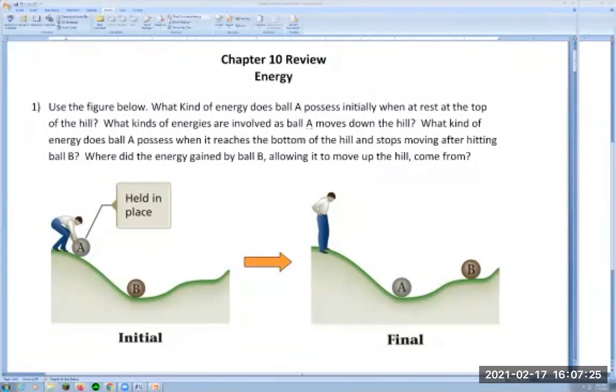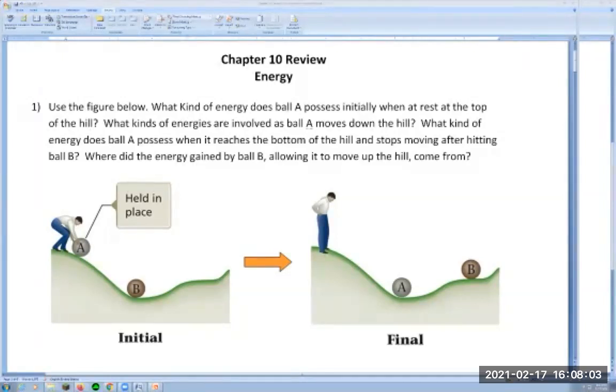So let's go over question 1. Use the figure below to answer those. What kind of energy does ball A possess initially when at rest at the top of the hill? What kinds of energies are involved as ball A moves down the hill? What kind of energy does ball A possess when it reaches the bottom of the hill and stops moving after hitting ball B? And where did the energy gained by ball B, allowing it to move up the hill, come from?